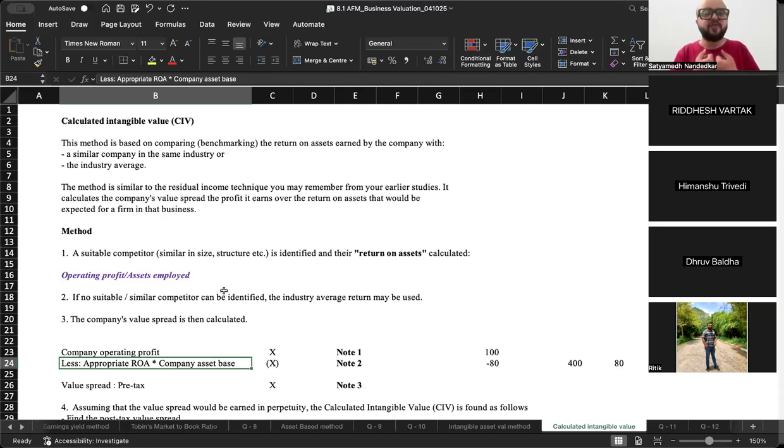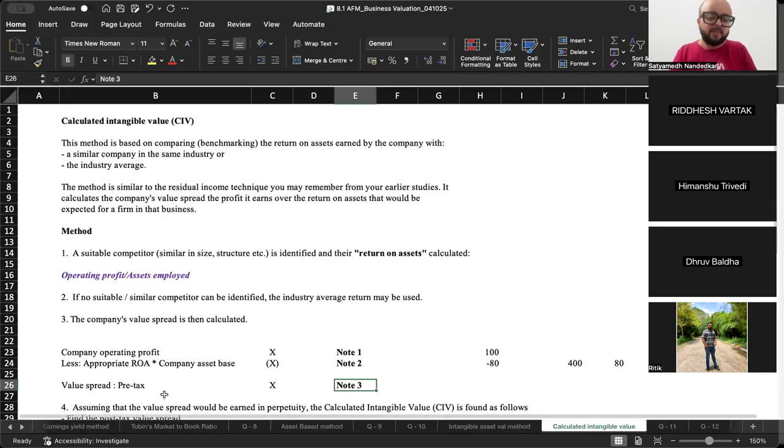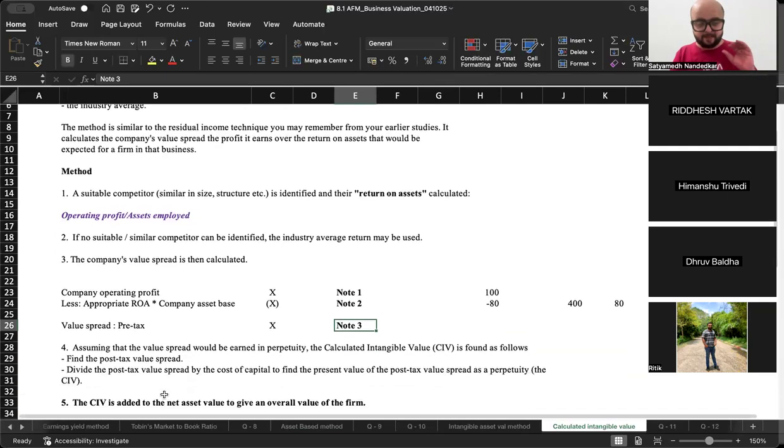Suppose my assets are 1500, so on 1500 into 10% I should earn a return of 150, but actually I'm earning a return of 200. My operating profit is 200. So normally any other competitor in the market is earning a 10% return on assets. My assets are 1500, so what should my ideal returns be? 150, but my returns are 200. So operating profit 200 minus company asset base into appropriate ROA. The difference that comes from this, we call it the value spread pre-tax.